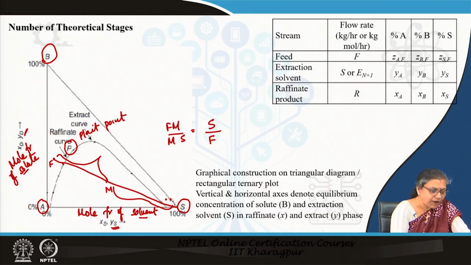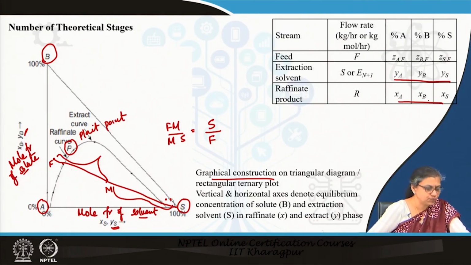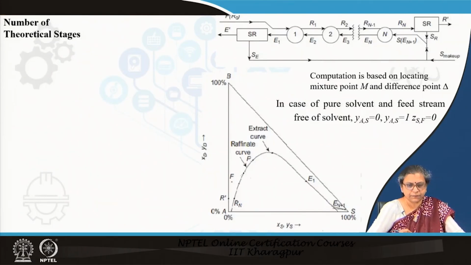Now, finding the number of theoretical stages will be based on the graphical construction which we are going to discuss, and I will be discussing it in a rectangular ternary plot as I have told you, but the same thing is applicable for a triangular diagram as well. This I have already told you. What you need to remember is that all your compositions in the extraction solvent are denoted by Y's, and in the raffinate they are denoted by X's. This is what you need to remember in this particular case.